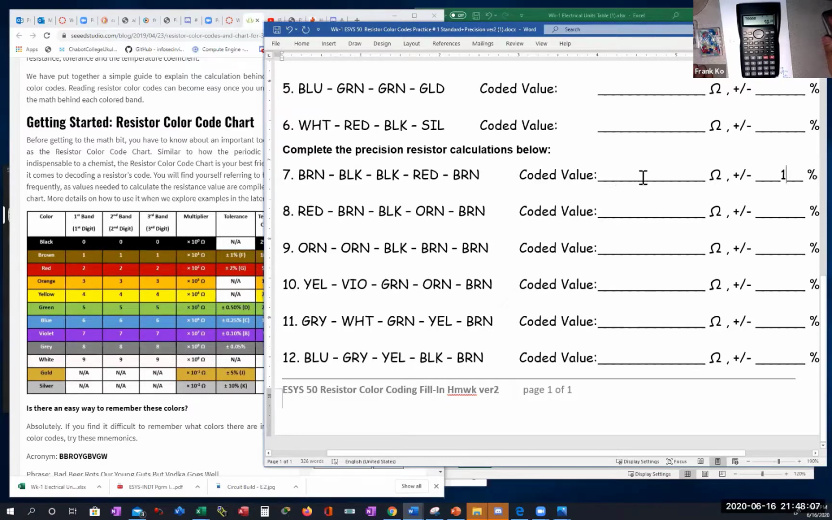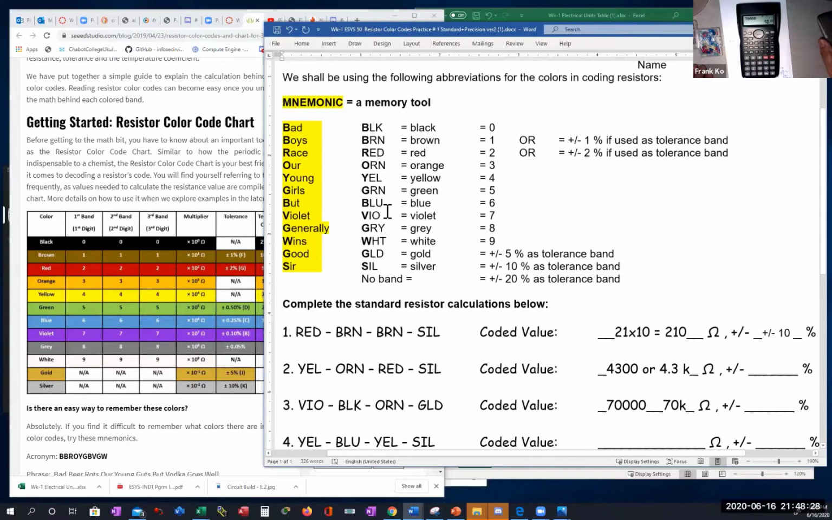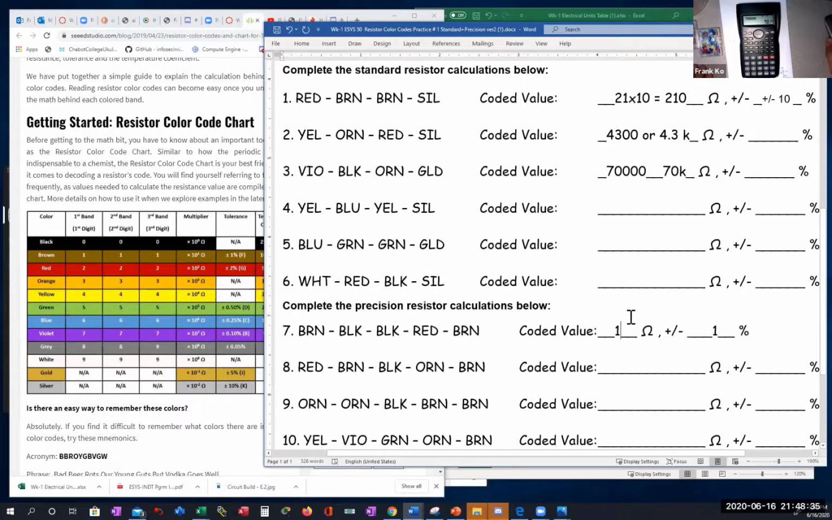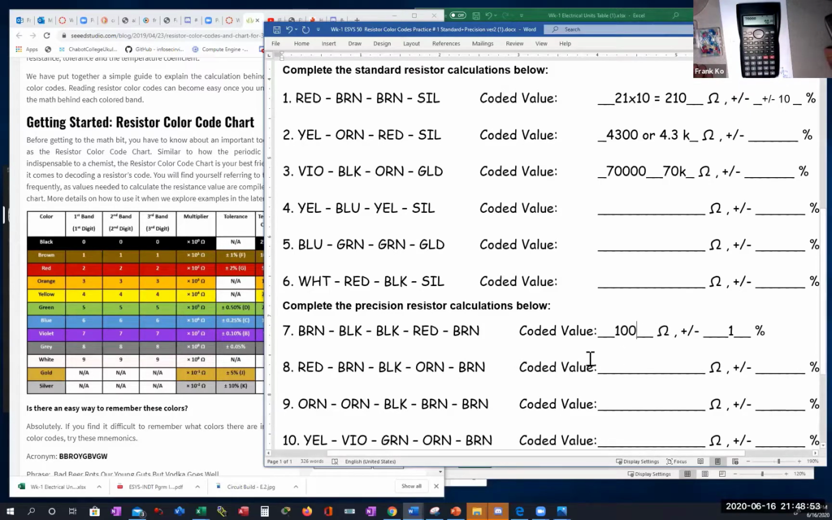So how would we decipher this particular guy? What would be my first digit? Brown is a what? One. My second band is my second digit. Black, according to my chart, represents what numeral am I going to type in for my second digit? Zero. My third band is also black. It represents my third digit. What is my third digit that I'm going to type in? Zero. Another zero.